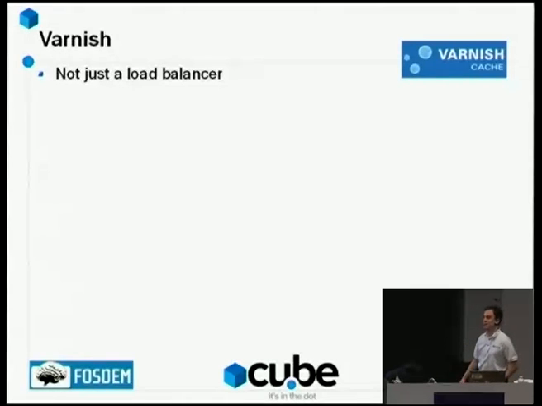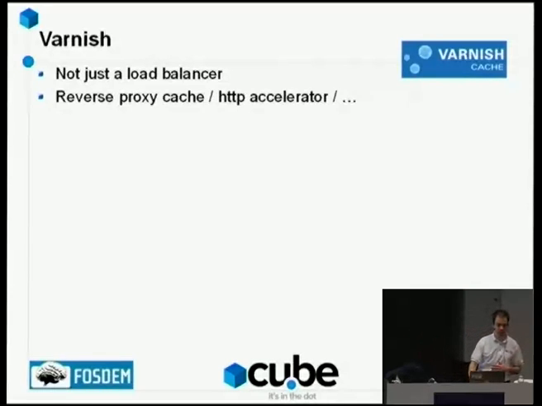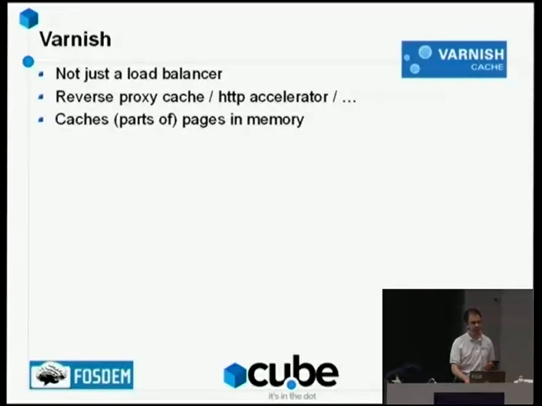It's more than just a load balancer. It doesn't just send one request to one server and the second one to the other one. No, it's a reverse proxy cache or HTTP accelerator. There's plenty of names for it. It caches pages or parts of a page in memory, not in Memcache, in internal local memory. So if you have multiple Varnishes, you have one cache for each Varnish.